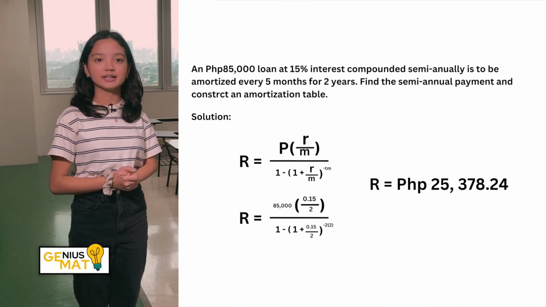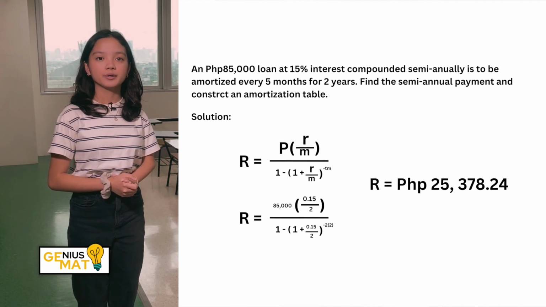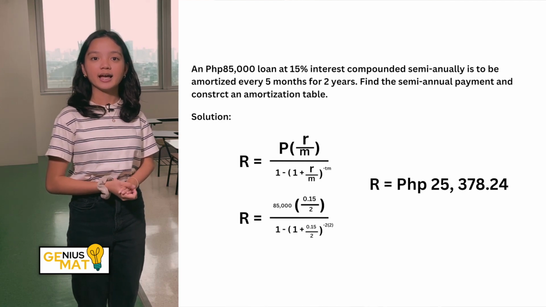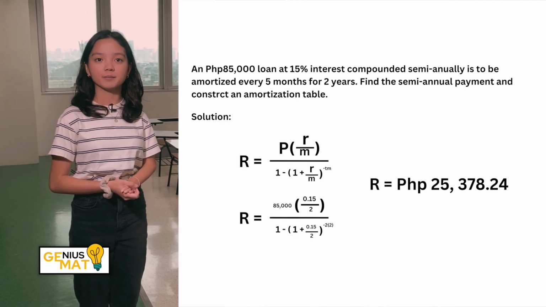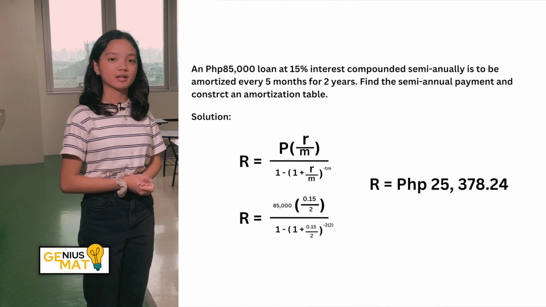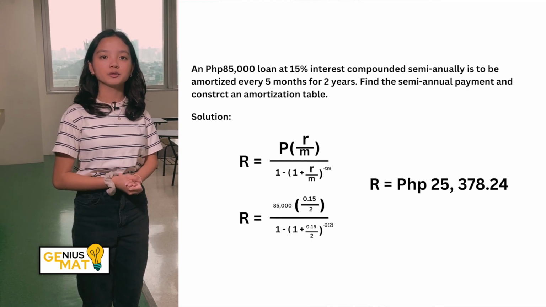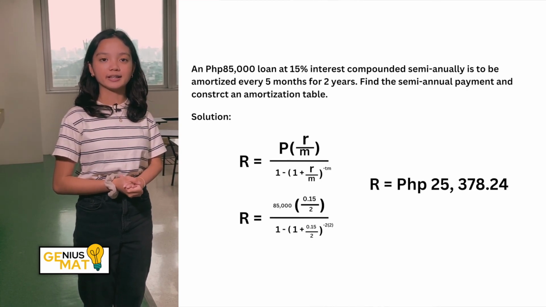P is 85,000, R is 0.15, M is 2 because it is compounded semi-annually, and N, which is equal to T times M, is negative 4. The periodic payment will be 25,378.24 pesos. Now we will input it in the table. It should look like this.